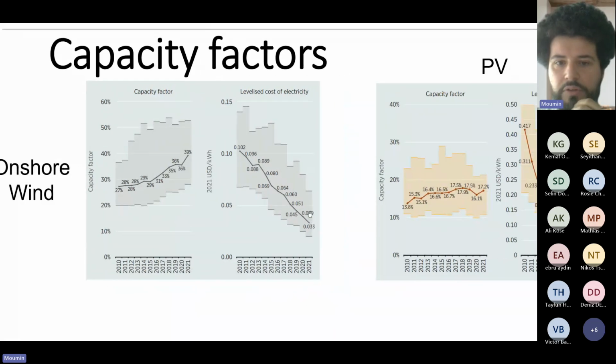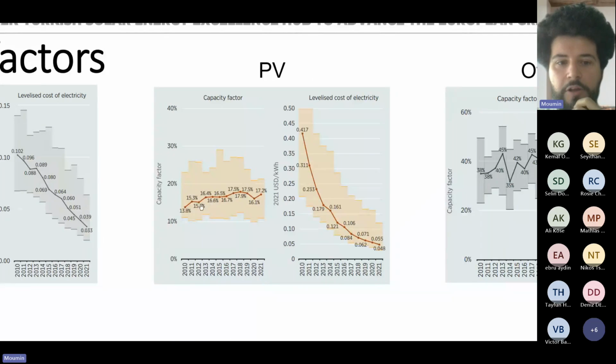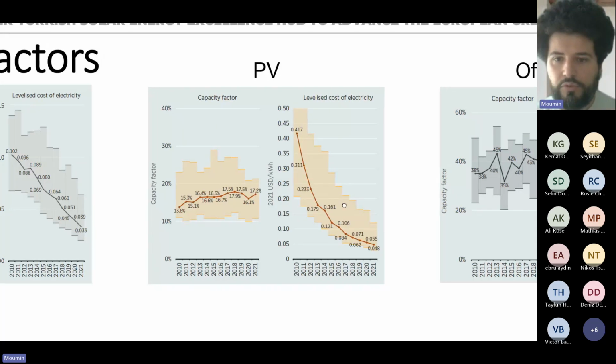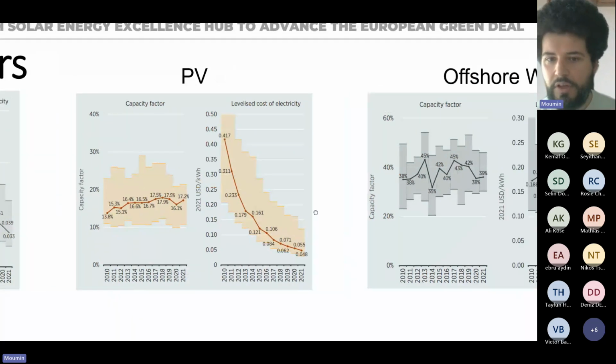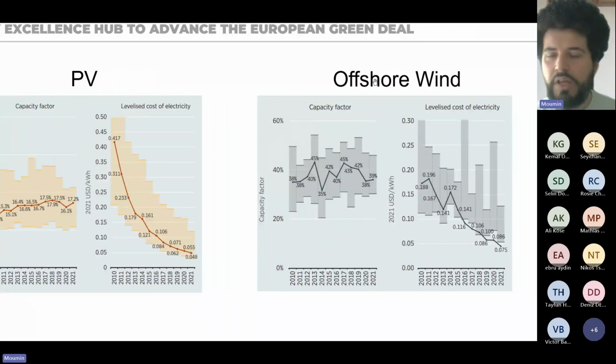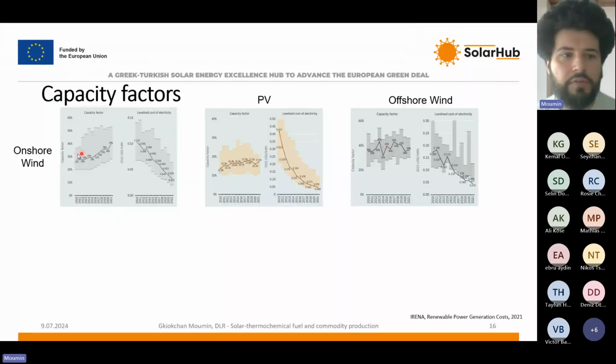And yeah, we have the drop in the cost here. PV reached only, let's say, 17%, which means you install the PV plant, and during the year, it only operates 17% of its capacity. So this is quite a significant or important aspect of it. And offshore wind reached 39%, so it was even higher in the past, it seems. But yeah, this is the status of those.